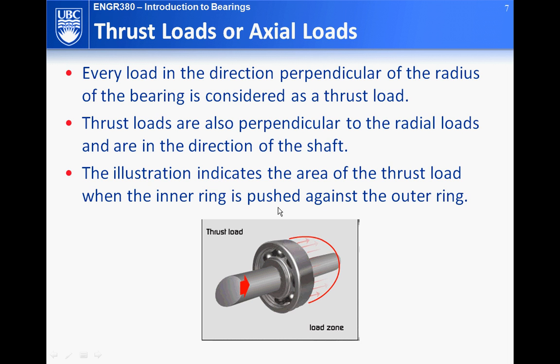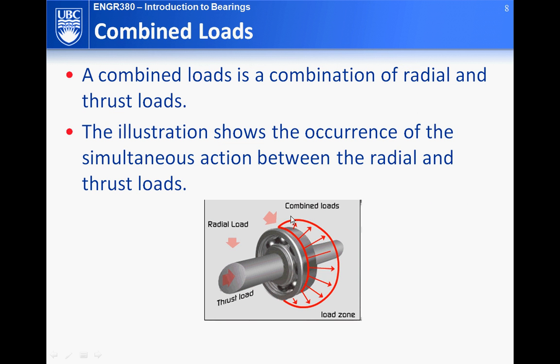And the other situation is when the bearing is subjected to the radial load and thrust load together, or when it's subject to combined loading. So how do we select the bearing? Those are basically the two situations we're going to look at.